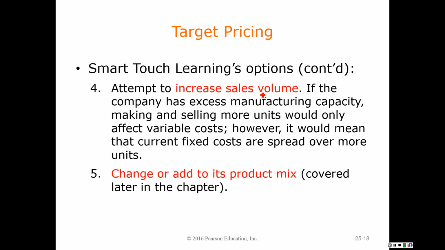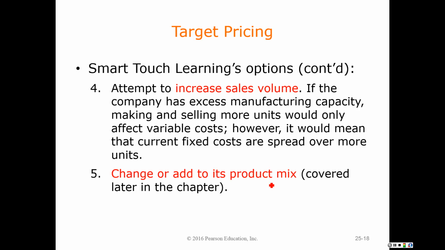Could I possibly increase the sales volume? Because if I have excess capacity and I could sell more of the products, is it possible that I could cover them? My fixed costs are already covered, so increasing production would only increase variable cost and then contribution margin. We could also look at, do we need to change or add to our product mix?